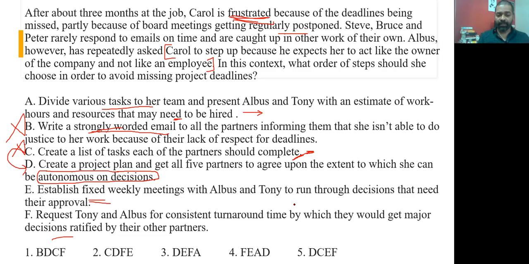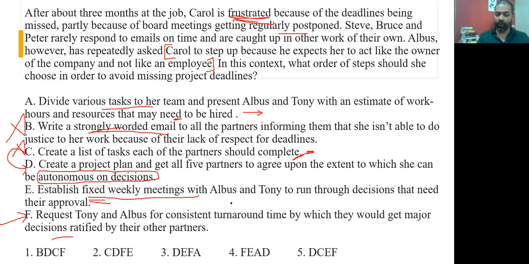And then we have: establish fixed weekly meetings with Albus and Tony to run through decisions that need their approval. Request Tony and Albus for consistent turnaround time by which they would get major decisions ratified by their other partners. Okay, now this part, does it have to be done first, second, or third? Doesn't matter, isn't it? It's just requesting them for consistent turnaround time. So it's not a task on which there is necessarily a dependency. But this one is a task, establishing fixed weekly meetings with Albus and Tony to run through decisions that need their approval. Now again, you have to understand E and F are way too close. That's why you don't see D, F, E in the options.